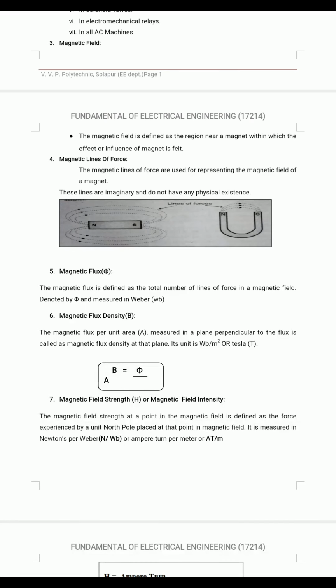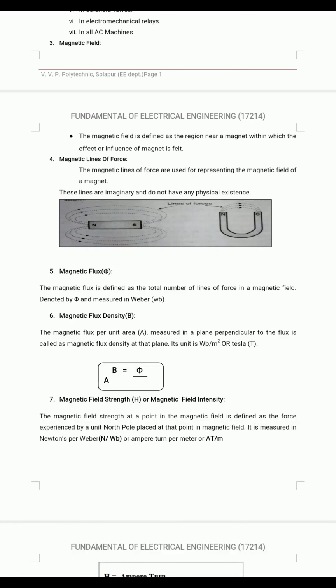Why Weber per meter square? Phi is the magnetic flux, and magnetic flux has the unit Weber, and as the denominator is area, area has the unit meter square. That's why the unit of magnetic flux density is Weber per meter square, which is also called Tesla. As all these things were invented by Tesla, that's why the unit of magnetic flux density is given by Tesla.